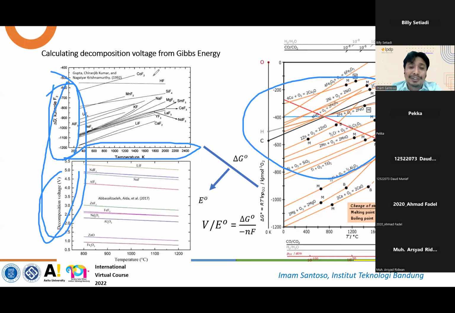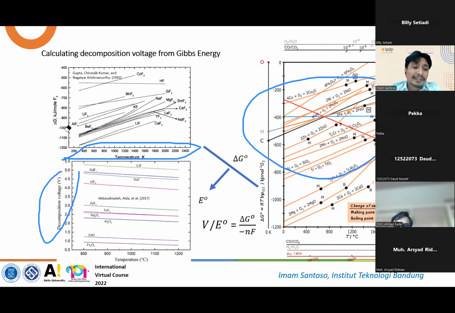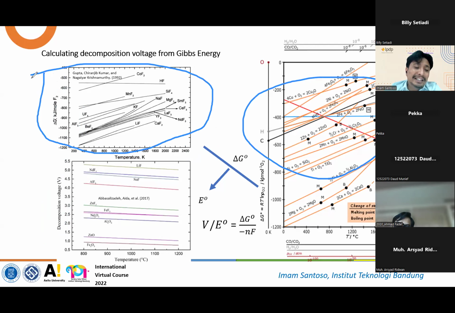Sorry, I want to clean this first. Okay, guys. In the left, it is the Ellingham diagram. And on the right, in the top, it is also Ellingham, but in the bottom corner, this is the potential diagram.